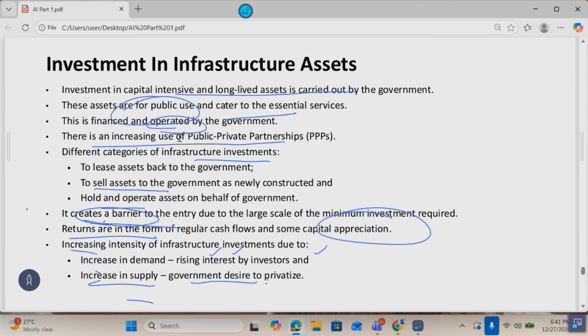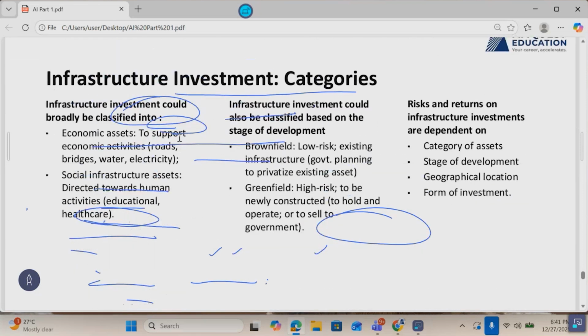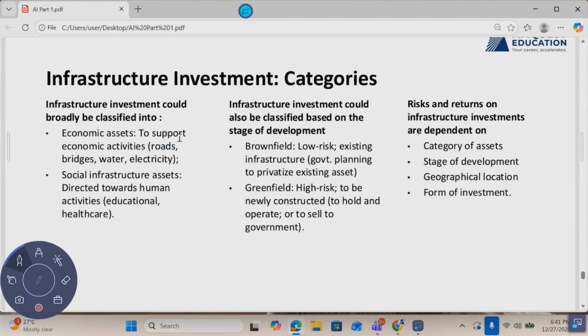But don't forget, the investment is high, appreciation definitely is much higher, the income is quite regular, and this is what the government also guarantees, right? Now the infrastructure investment categories, broadly, could be many types. You could have economic assets, where you have economic activities, and social infrastructure, which is towards social causes like healthcare and education. You can have hospitals being put up.